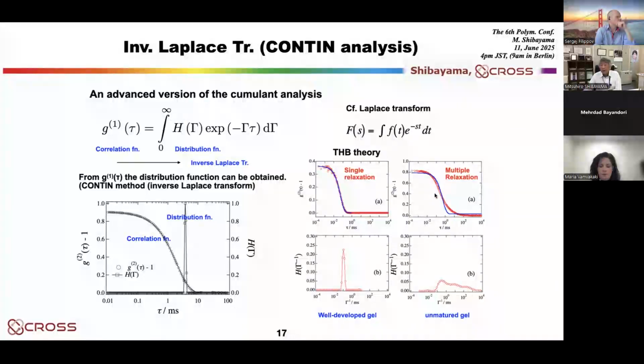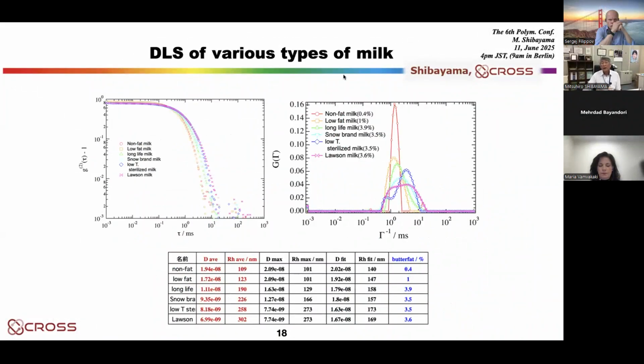But by simply observing this, it is very difficult to guess how broad this distribution is. On the other hand, by taking the inverse Laplace transform, CONTIN analysis, it is very clear. It has a very broad distribution over many orders of magnitude in time. So this is one example. Another is an application to milk. There are various kinds of milk, from low fat to high fat content. Again, here it's very difficult to tell which is sharper, which is broader. But by taking the inverse Laplace transform, it is very clear how broad the distribution is. This is a simple application.